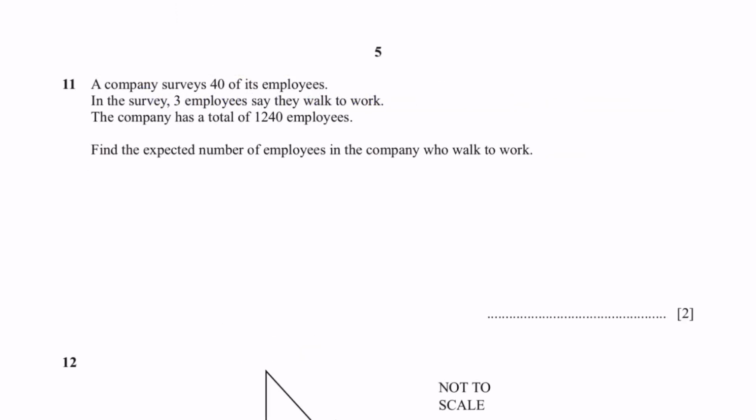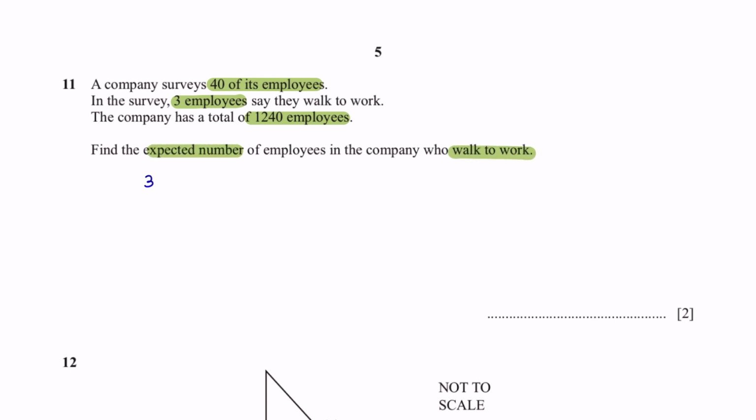Question 11. A company surveys 40 of its employees. In the survey, 3 employees say they walk to work. The company has a total of 1,240 employees. Find the expected number of employees in the company who walk to work.